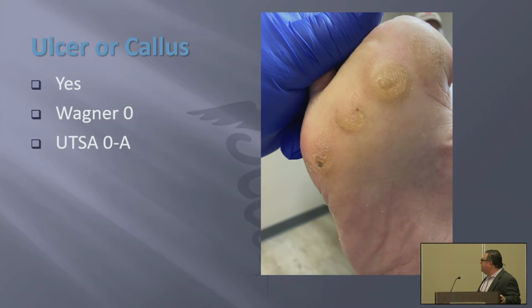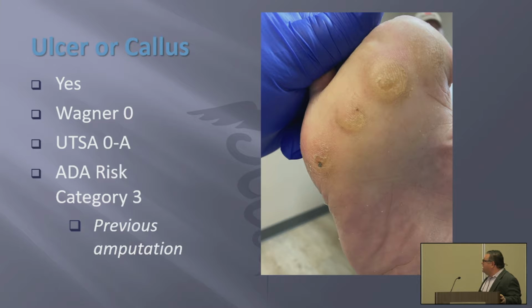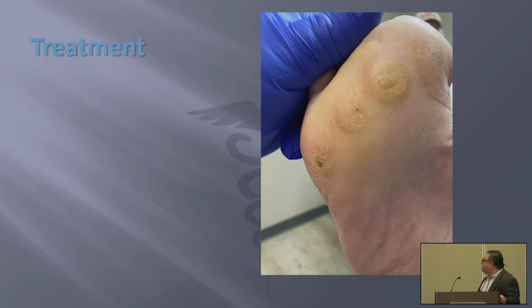Wagner 0. UTSA 0A, if you want to get fancy. And then, of course, the American Diabetes Association, they have their risk categories, and this would be a category 3, previous amputation. So based upon that system, I see this patient once a month based upon the American Diabetes Association risk category.